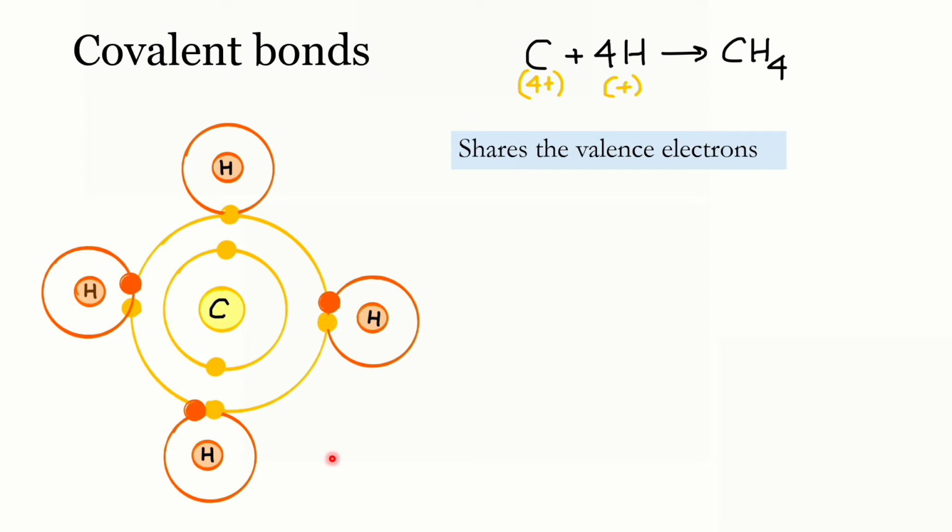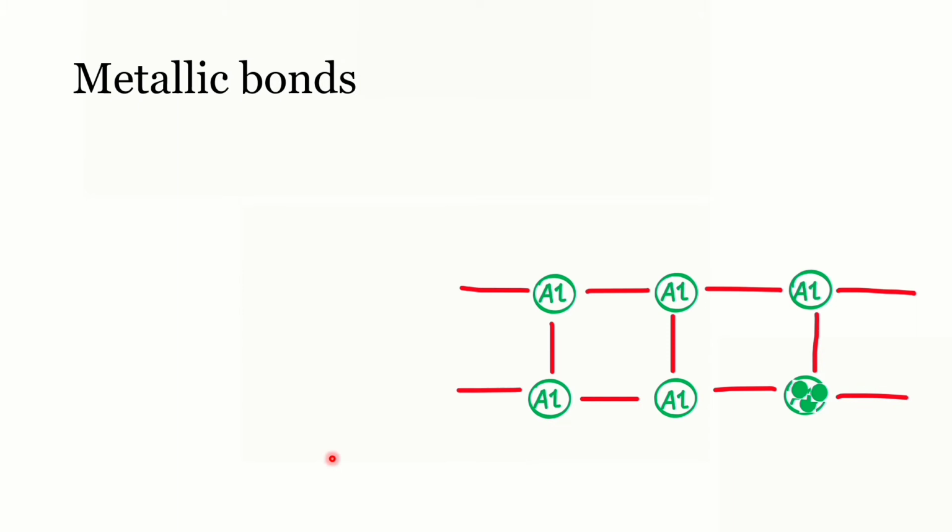So this is what covalent bonds are about. Next are metallic bonds. Now these metals have a very characteristic property, which is the conduction of heat and electricity. So now how does this heat and electricity conduct in a metal?